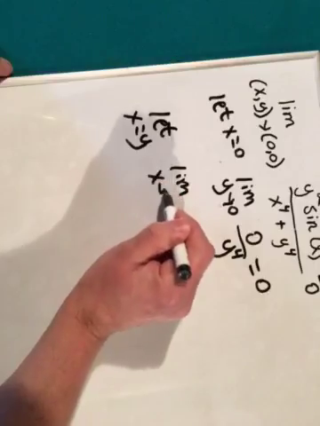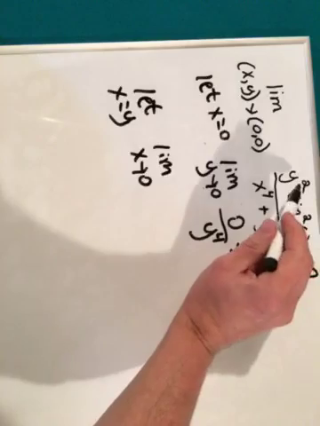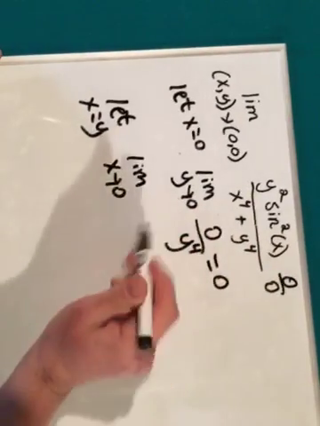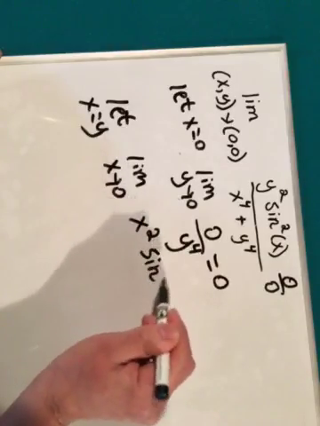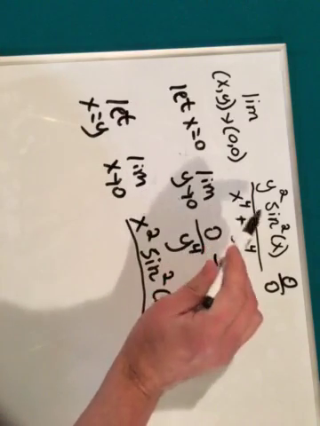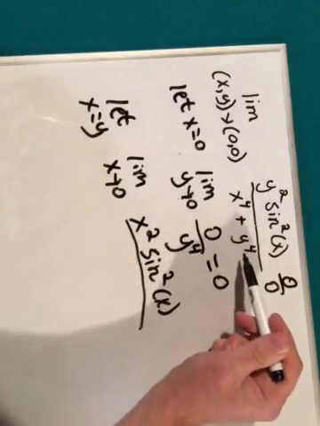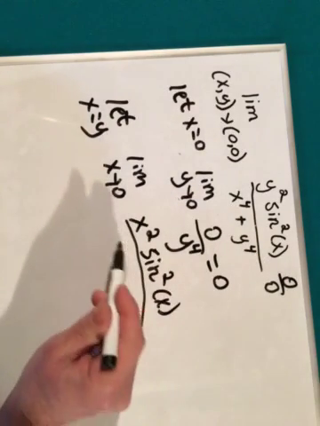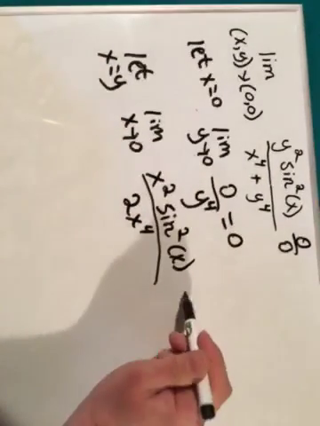If we let x equal y, then we just get the limit as x approaches 0 of what? Well, again, x is y, so y squared is the same thing as x squared. So we get x squared times sine squared of x over what? Well, x to the 4th plus y to the 4th. But again, we're letting x be y, so y to the 4th is the same as x to the 4th. So we have x to the 4th plus x to the 4th, or 2x to the 4th. Okay, well that equals what?